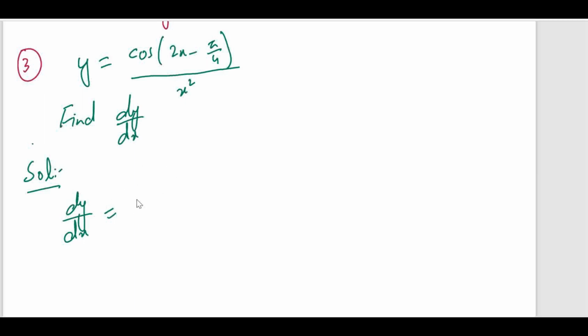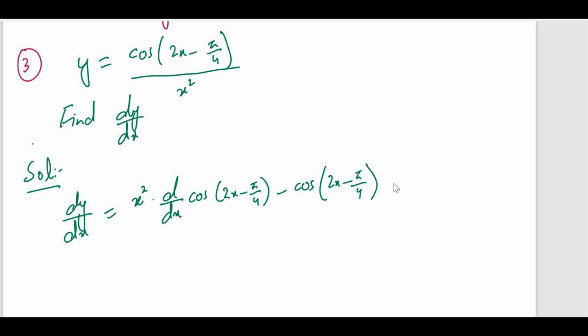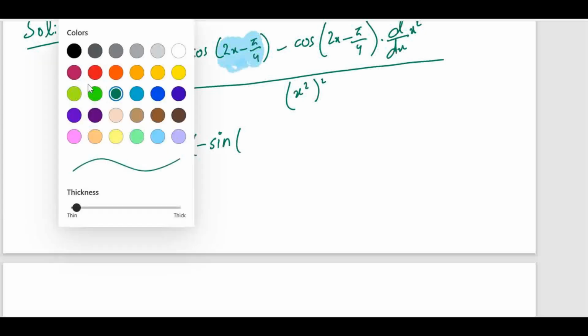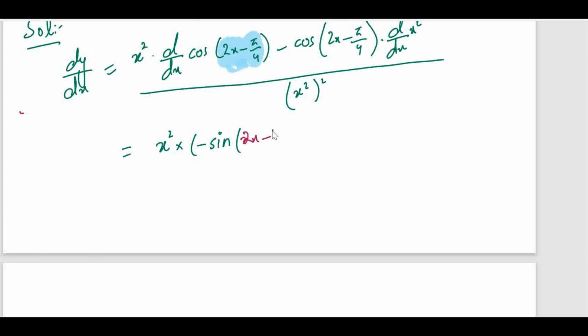Now here we have to use the quotient rule first: first into derivative of second minus second into derivative of first, whole divided by the square. If we solve it, this will be x square into the derivative of cos of x, which is minus sine of x. Here keep in mind that 2x minus pi by 4 is our x right now, so this should be sine of (2x minus pi by 4) into the internal derivative of this thing, d by dx.